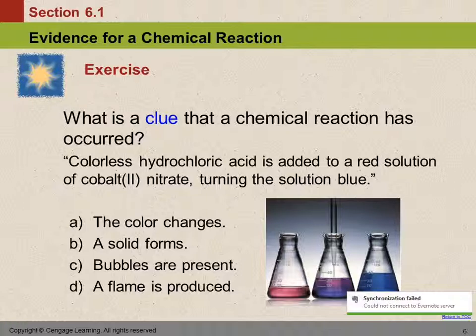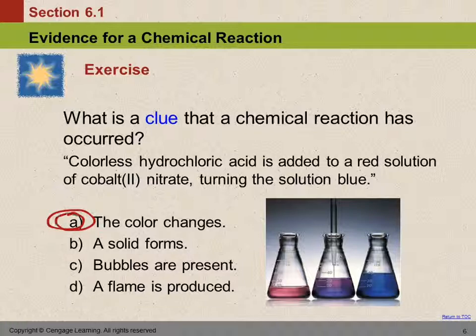Let's look at this one. In this example, we have two solutions being mixed. So it says a colorless hydrochloric acid solution is added to a red solution of cobalt-2 nitrate, turning the solution blue. What's our clue here that it's a chemical reaction? Color change. So the color changes.